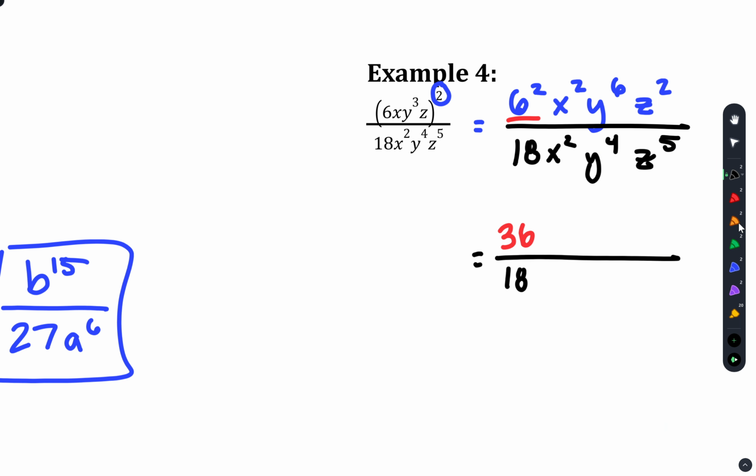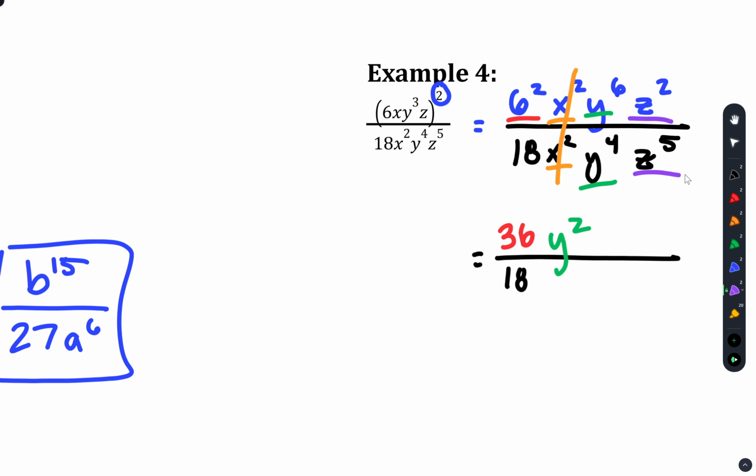What happens to my x's? They're going to cancel out. I've got x squared on the top, x squared on the bottom. If we subtracted that, it would be x to the 0th, which makes 1. What about the y's? Y to the 2nd in the top or the bottom? In the top. And then the z's.